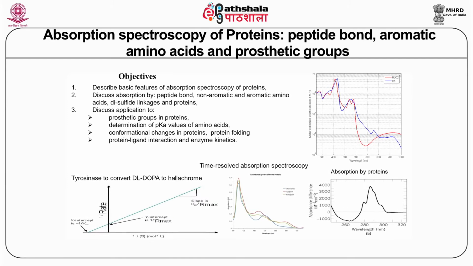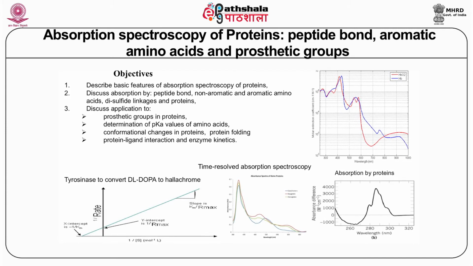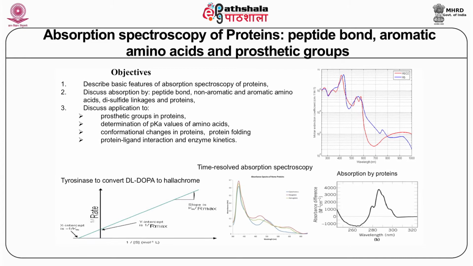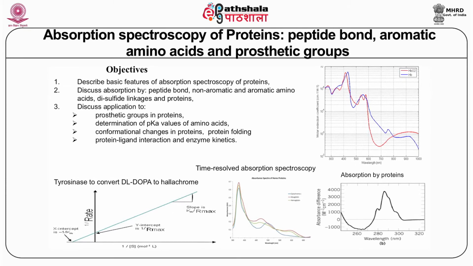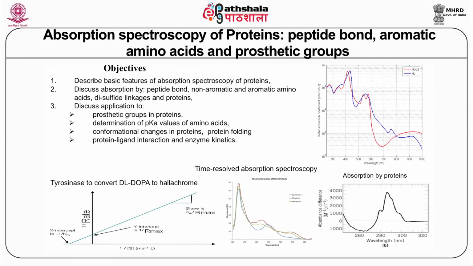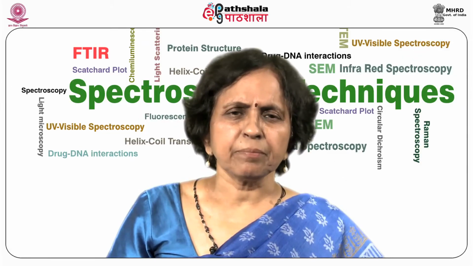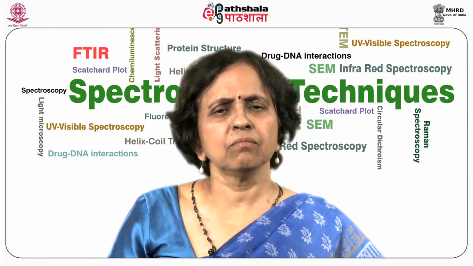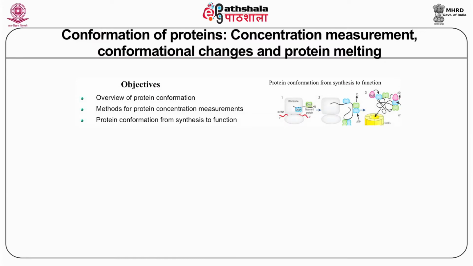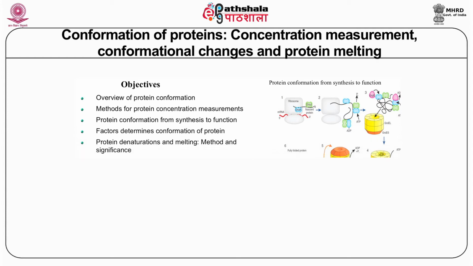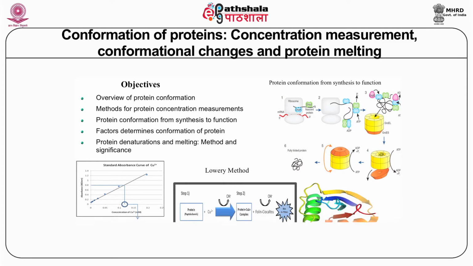Also the prosthetic groups in proteins, we have more differentiation, in a more detailed manner, and determination of the pK value of amino acids like tyrosine, and where the aromatic amino acids are, what the conformational changes in proteins are, protein folding, protein-ligand interaction. Also very important, we will be studying enzyme kinetics. Then the other chapter, the module, is on protein conformational changes. Nevertheless, here you will be using in a much more detailed method the Beer-Lambert method for concentration determination. But again you will use it to understand the conformational aspects.